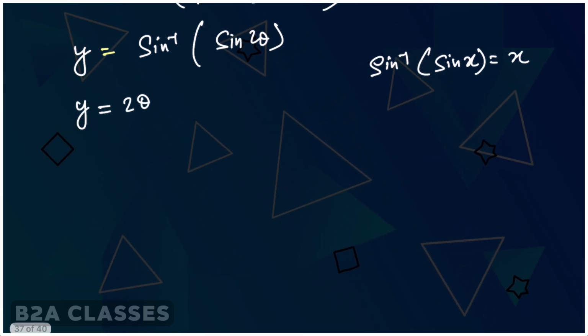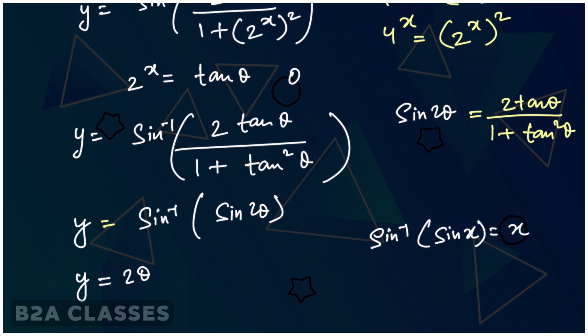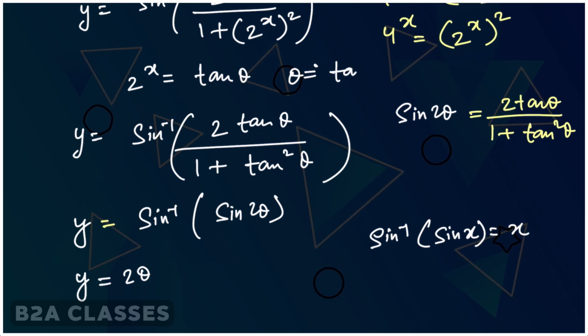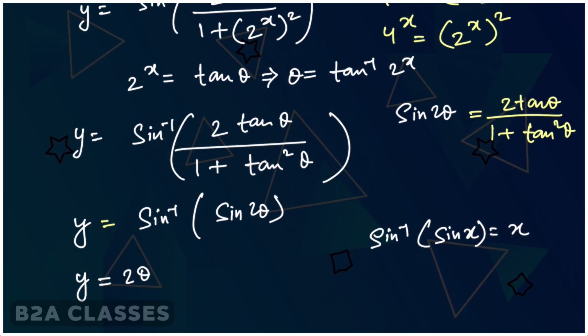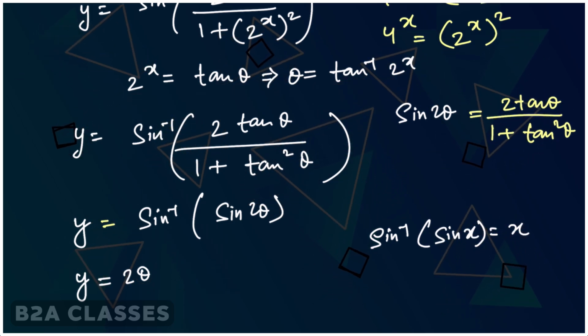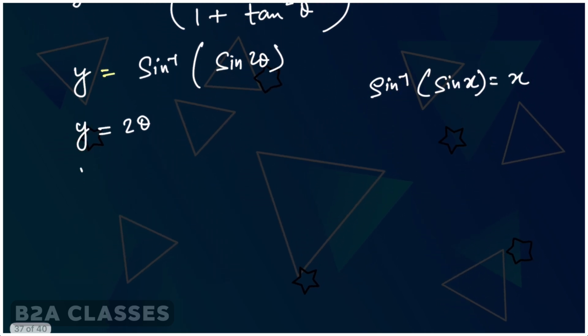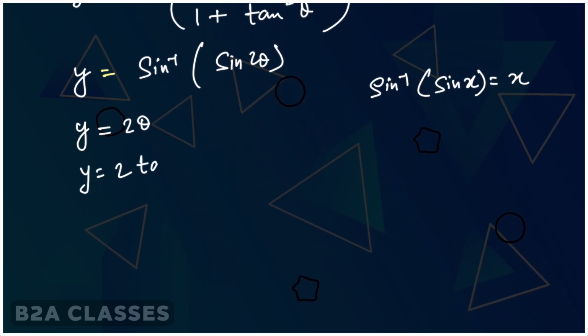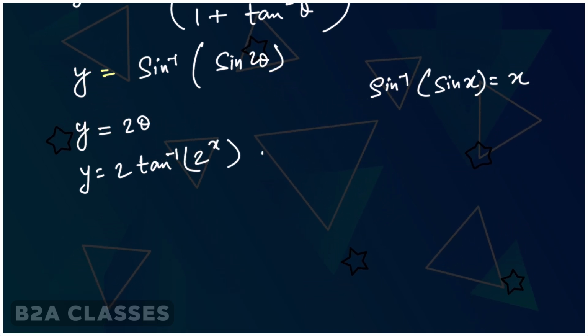And what is theta? I can find theta from this equation. So theta will be tan inverse 2 power x. Theta is tan inverse 2 power x. Now we will put tan inverse 2 power x in place of theta. So I will get y equals 2 into tan inverse 2 power x. So this is the simplified form of the given function.